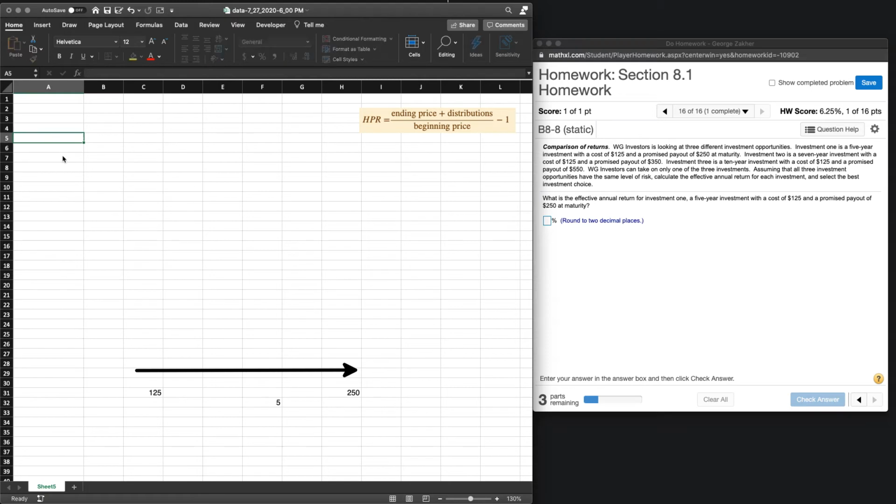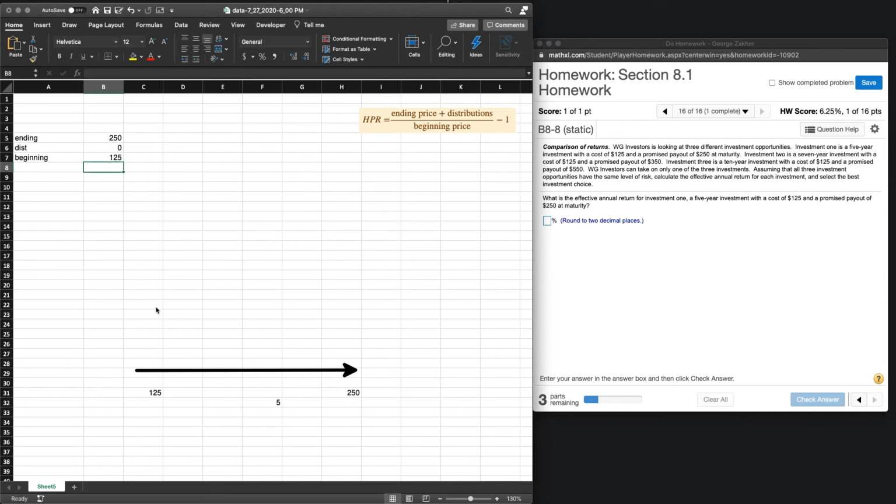Let's write down what we know. We have ending price, distribution, and beginning price. In this case, and it's nice to see it on our timeline, we end with 250. There's no distribution, so there's no additional contribution to that ending price, such as dividends. And our beginning price, what did we start off with? We started off with $125. So that was the beginning price or cost.